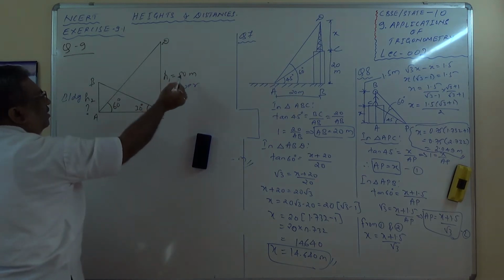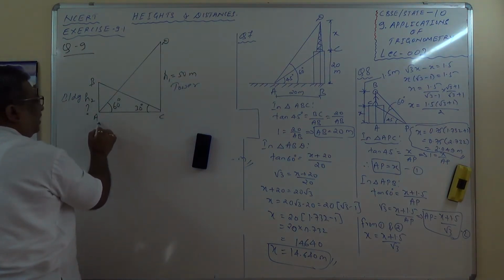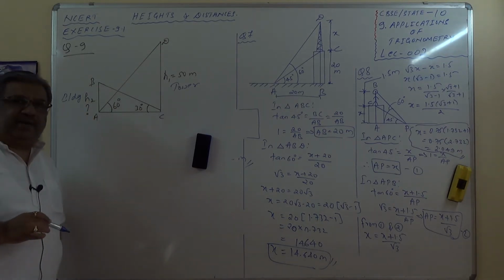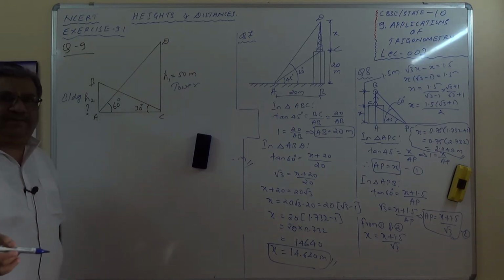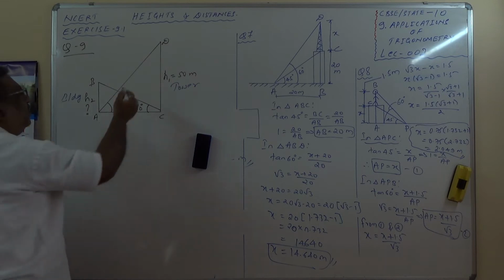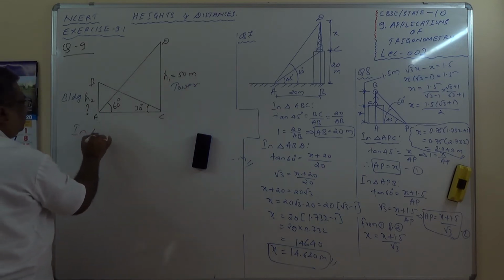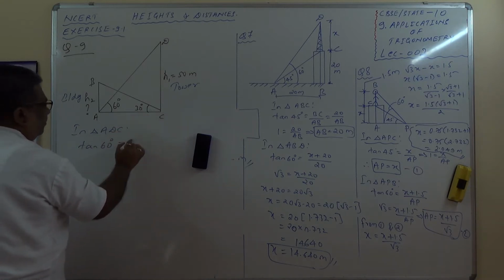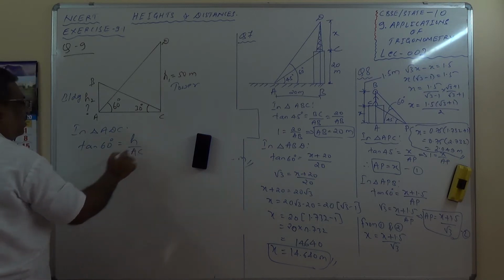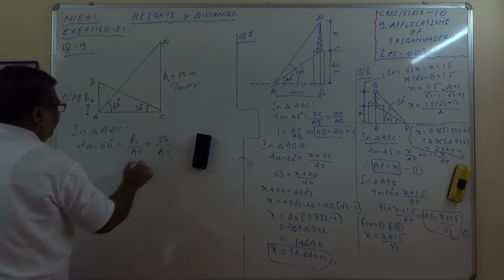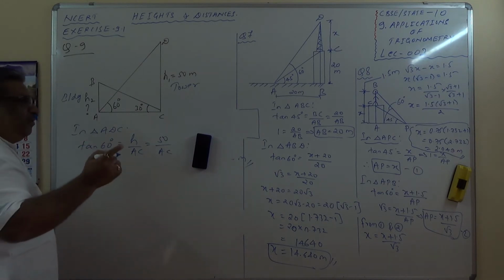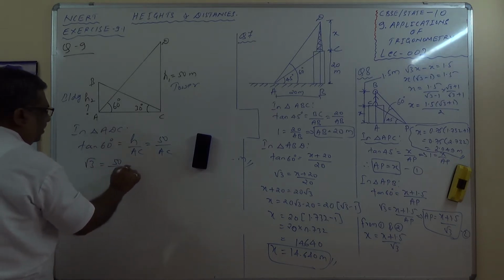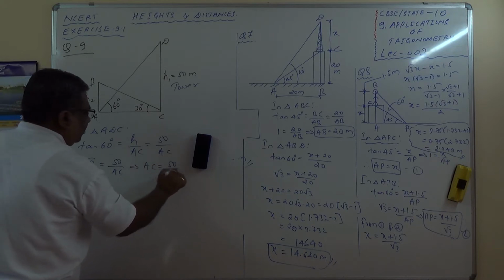In this triangle, 50 meters is known and 60 degrees is known, so I can calculate AC. In any right triangle, if I know one acute angle and the length of one side, I can calculate the lengths of all the sides and all the angles. So in triangle ADC, tan 60 degrees equals H by AC, which equals 50 by AC. Tan 60 is root 3, so 50 by AC equals root 3, which implies AC equals 50 by root 3.